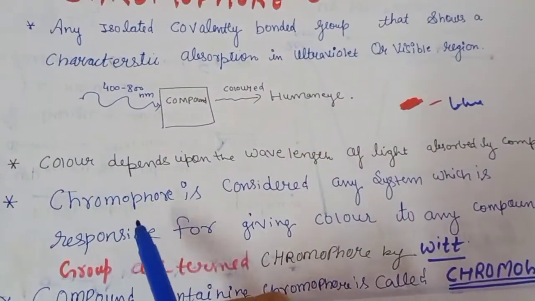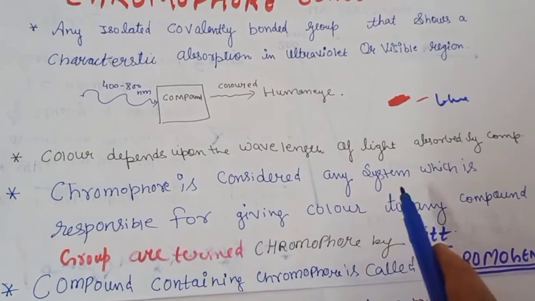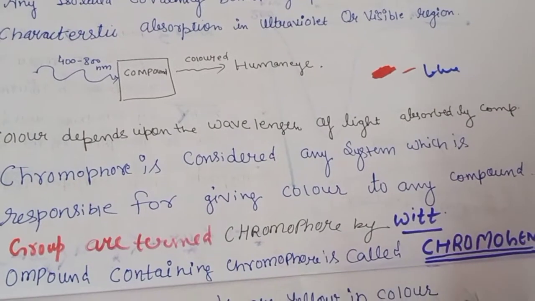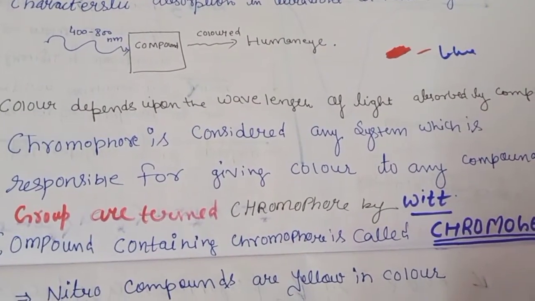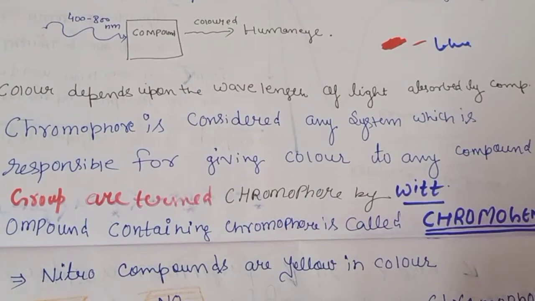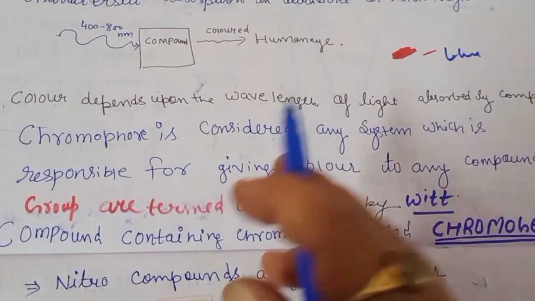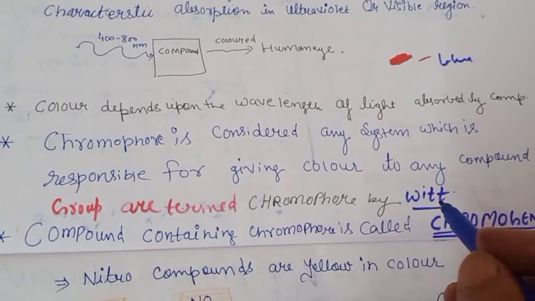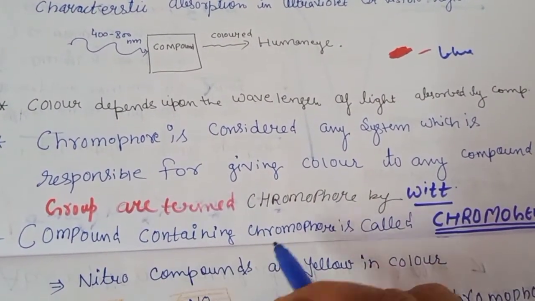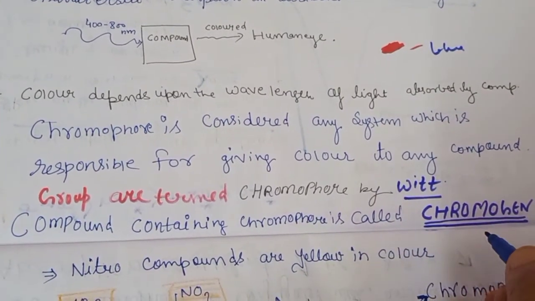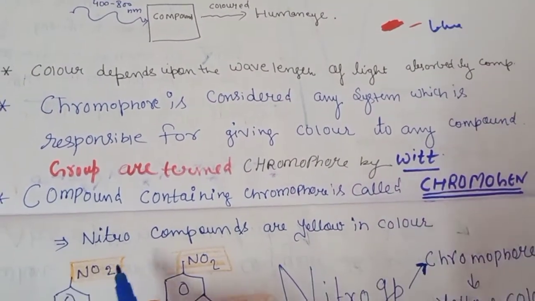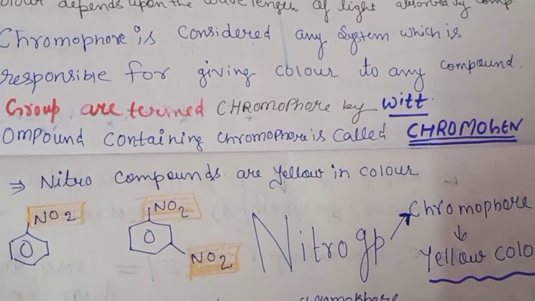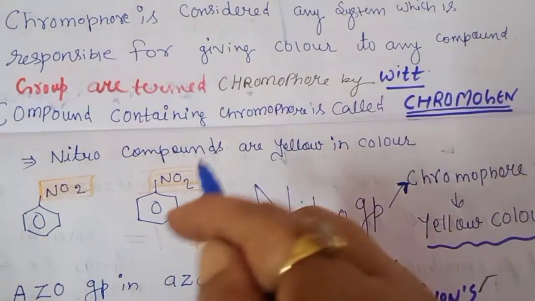Okay, so what is a chromophore? It is considered any system which is responsible for giving color to any compound. So it is responsible for allotting the color to the compound. These groups were termed chromophores by the chemist Witt, and the compounds containing the chromophore are called chromogens. Okay, so as for nitro compounds, as we know, we are using turmeric in the kitchen, it is yellow in color, so definitely it has such groups.